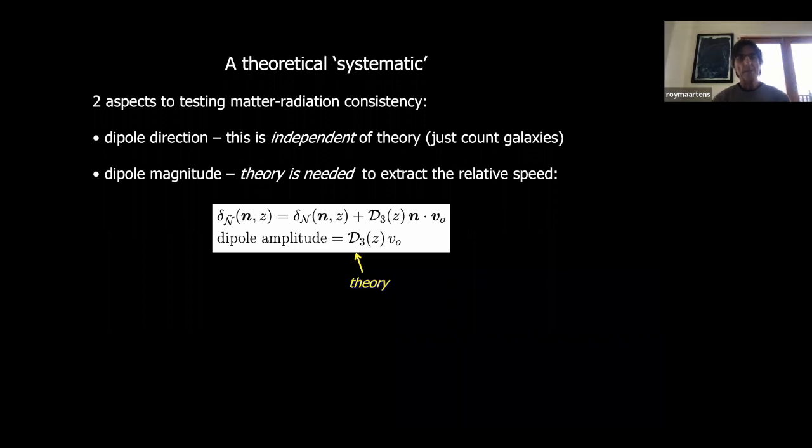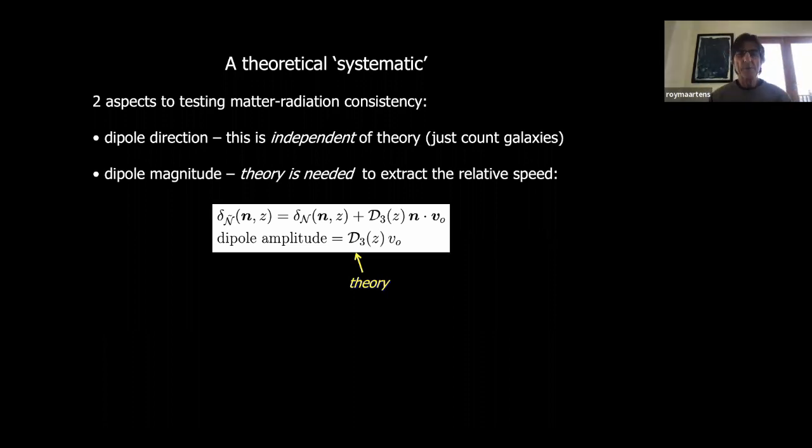The dipole magnitude is another thing. Here we need a theory to extract the relative speed from the dipole. That we cannot do without a theory. So of course you need the basic theory of the Lorentz boost, which is what we apply in the CMB. In the case of the CMB it is very simple, and that formula is very accurate. But in the case of large-scale structure, the dipole amplitude is significantly more complicated.